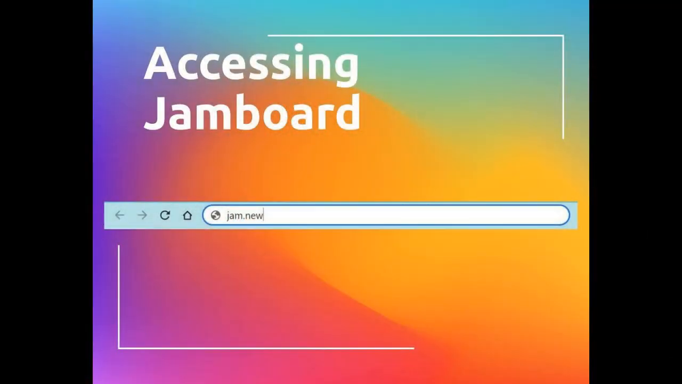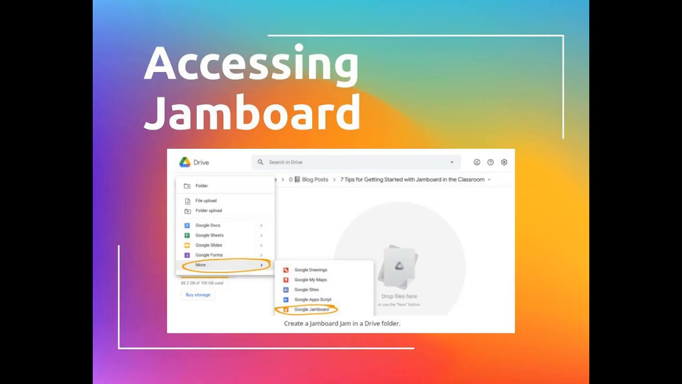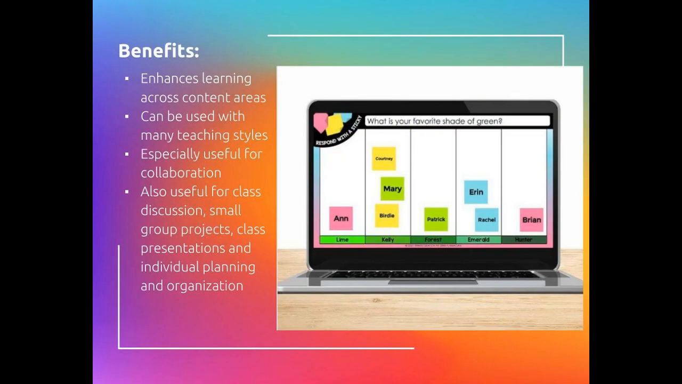The easiest way to access Jamboard is to open a new window and type in jam.new into your search bar, and it will take you directly there. You can also open up your Google Drive, click on New, and come down to More, and you will see Google Jamboard.